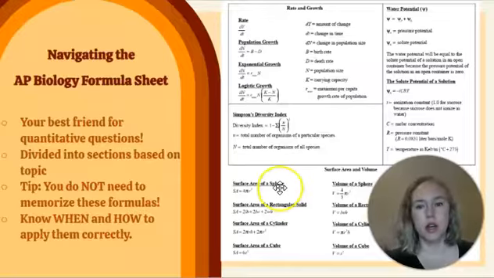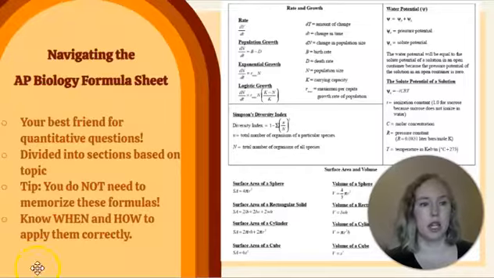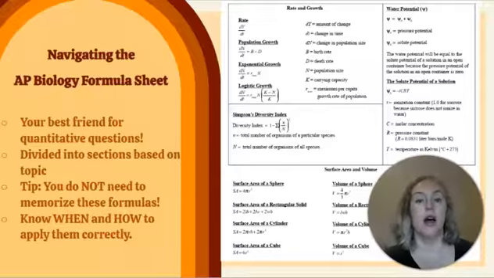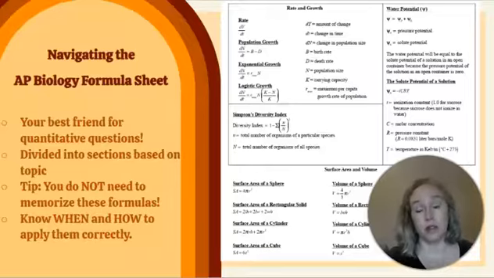So you'll note there's surface area and volume for a sphere, a rectangular solid, a cylinder, and a cube. I've really only ever seen a cube, but they give you all the equations just in case. The goal of the formula sheet is not to confuse you. It's to help you out. So you don't need to memorize any of this. You do need to be familiar with how to use it and when to apply them.